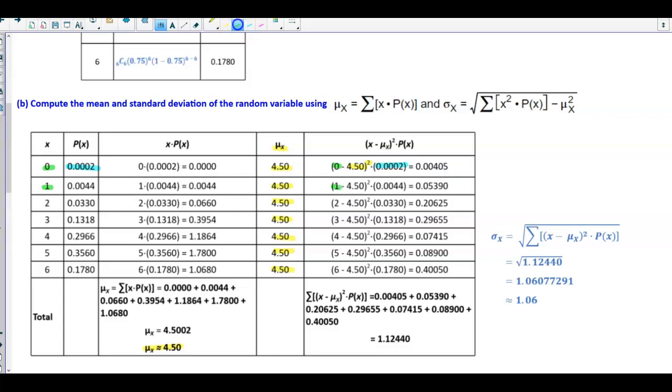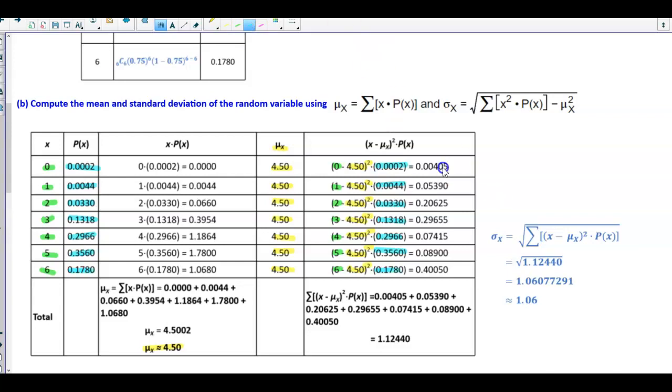Okay, and then we're going to do the same thing. We're going to take the value of 1, subtract our mean, square it, and multiply by the probability to get the next value of 0.05390. And again, the next data value is 2. We subtract the mean and square it, multiply by the probability to get the next result. Then the next data value of 3, subtract the mean and square it, multiply by its probability. Again, the next data value of 4, subtract the mean and square it, multiply by its probability. Next data value of 5, subtract the mean and square it, and multiply by its probability. And then the last data value of 6, subtract the mean, square it, and then multiply by its probability.